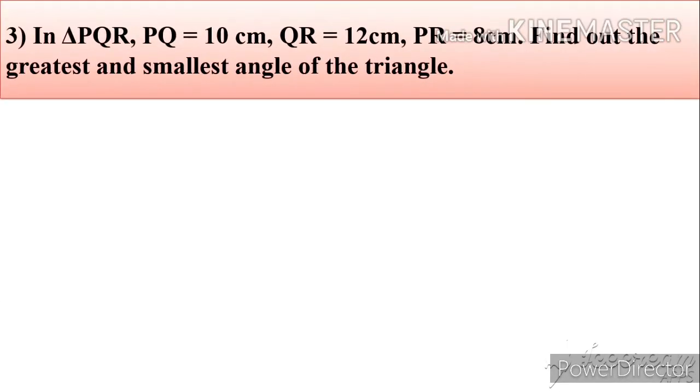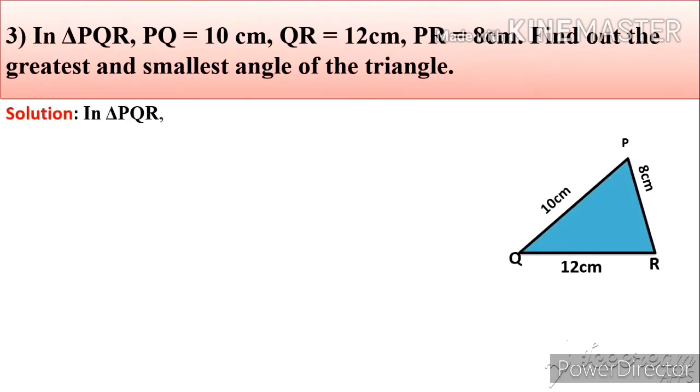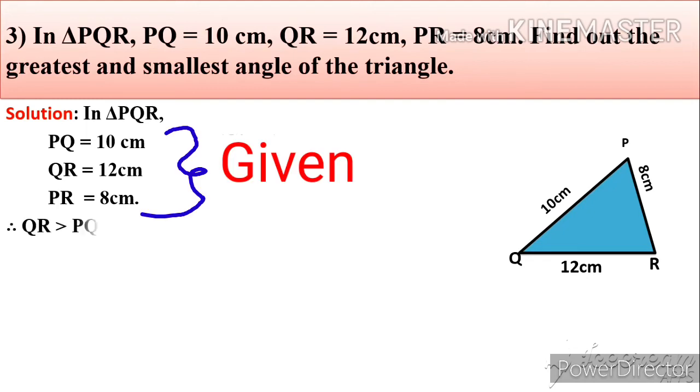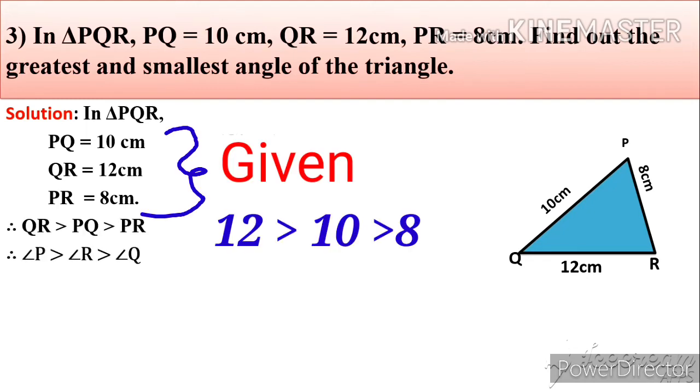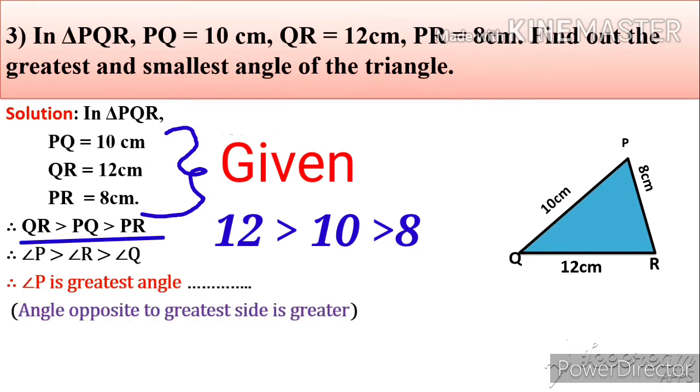Question number 3. In triangle PQR, PQ is given 10 cm, QR is given 12 cm, PR is given 8 cm. Find out the greatest and the smallest angle of the triangle. First of all, in triangle PQR, we'll write the given information. Here 12 is greater than 10, 10 is greater than 8. It means QR is greater than PQ and PQ is greater than PR.